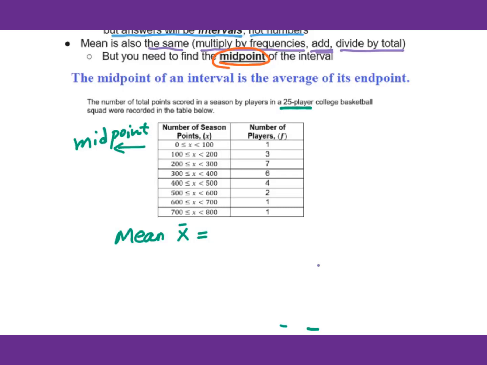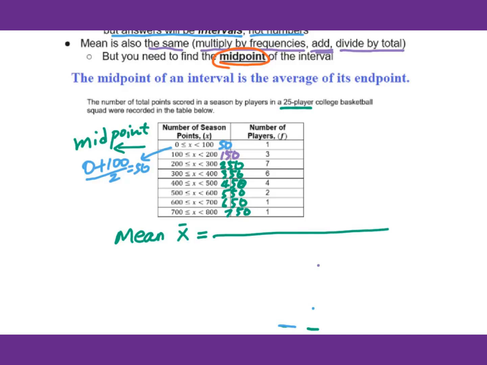For the first one, we do 0 plus 100 over 2. That's the midpoint, equals 50. So this is 50. For the second one, 100 plus 200 divided by 2, that's 150. 200 plus 300 divided by 2, that's 250. Keep going, we get 350, 450, 550, 650, 750.